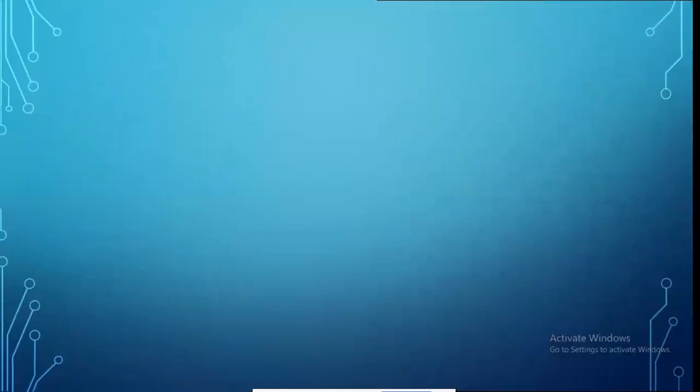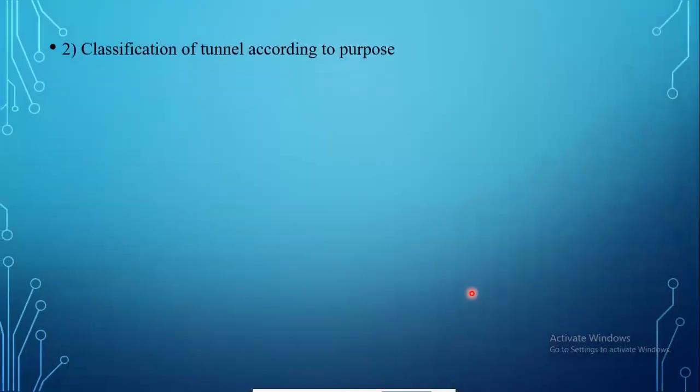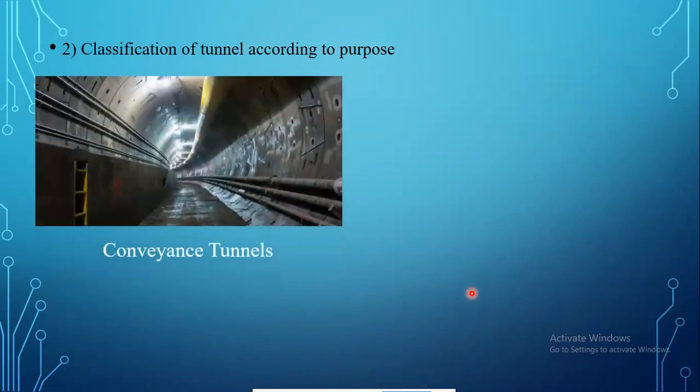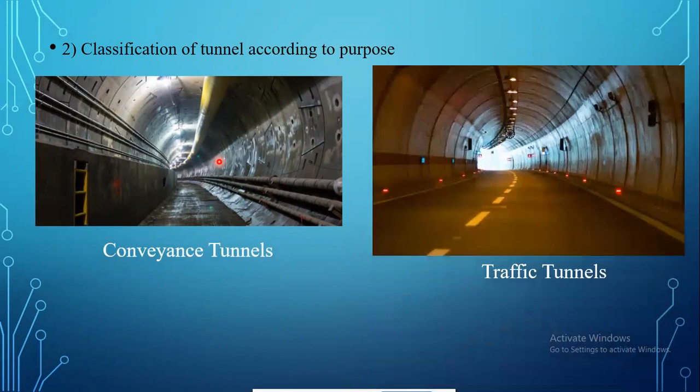Moving further, classification of tunnels is also done based on purpose. So whether it is a conveyance tunnel, whether it is to be used for water supply, hydroelectric power tunnel, sewer tunnels, tunnels for intake and conduit of public utilities, and transporting tunnels in industrial plants, and depending upon the traffic tunnels. Traffic tunnel means it might be a highway tunnel, railway tunnel, navigation tunnel, pedestrian tunnel or subway tunnel.